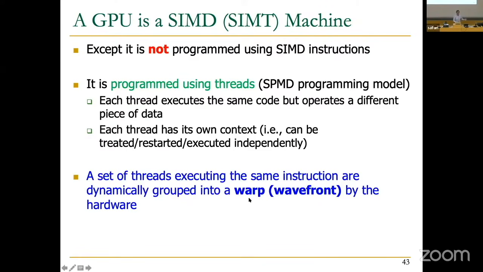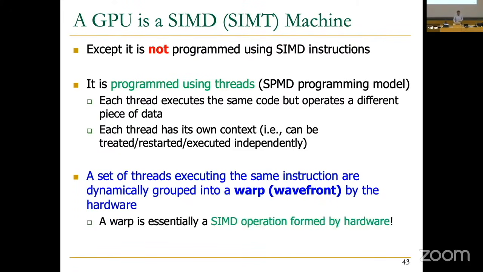This is NVIDIA terminology. Wavefront is the AMD terminology. I'm going to describe this in a little bit. But basically, the hardware groups these threads that are executing the same instruction, meaning that are at the same program counter. Of course, initially, this is easy if your programming model expresses this, right? And it does. But you can do more. So a warp is essentially a SIMD operation formed by hardware, as we will see.